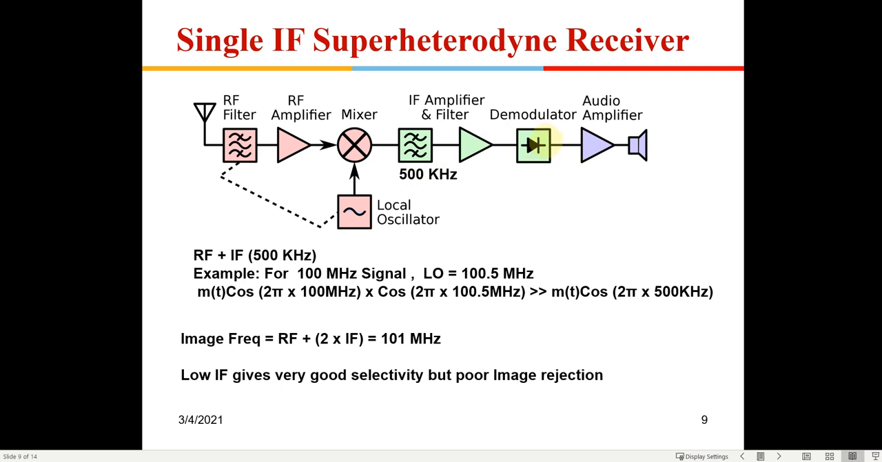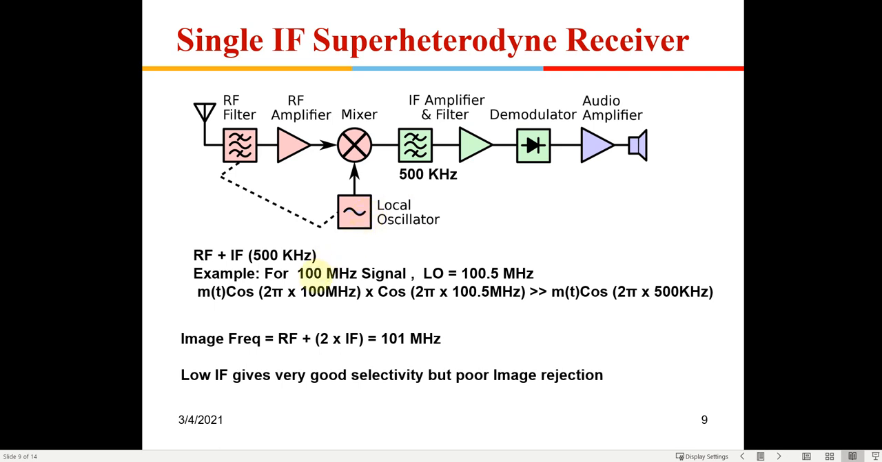Whatever the signal is, if it is AM, I need to use an AM demodulator. If it is FM, I need to use an FM demodulator. And once I demodulate the signal, I have an audio amplifier and a speaker. Now let me give an example of how this whole thing works.